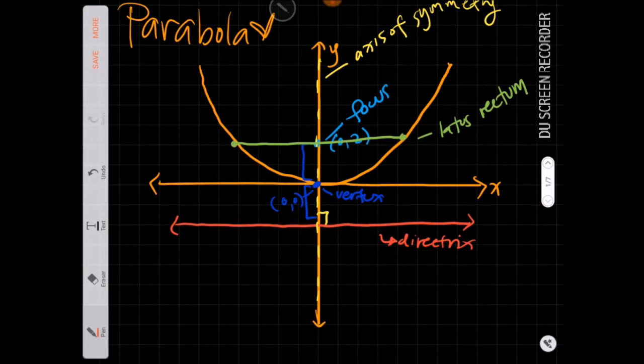Any point on the curve of the parabola has an equal distance to the focus and to the directrix, which is denoted by the lines drawn here.